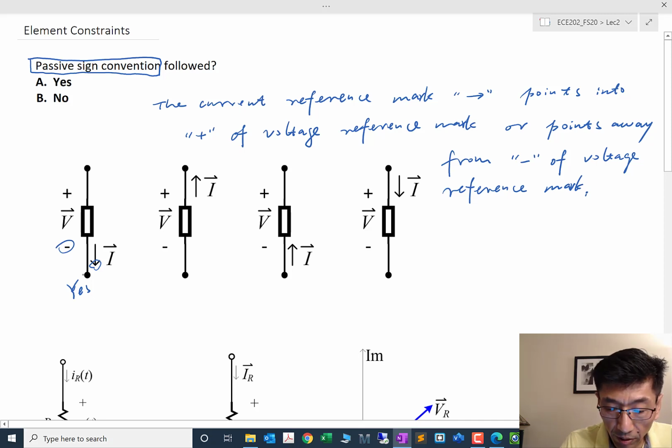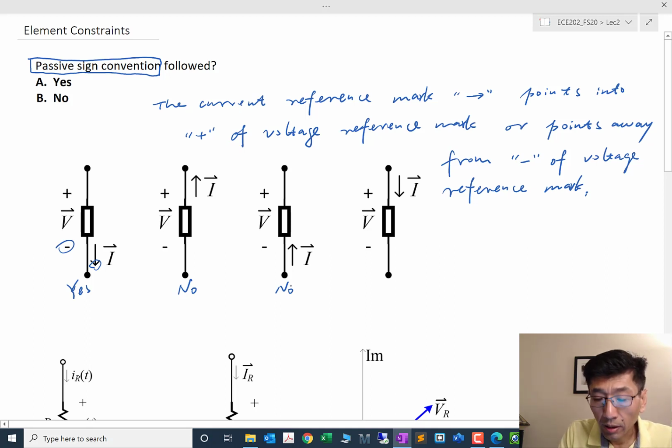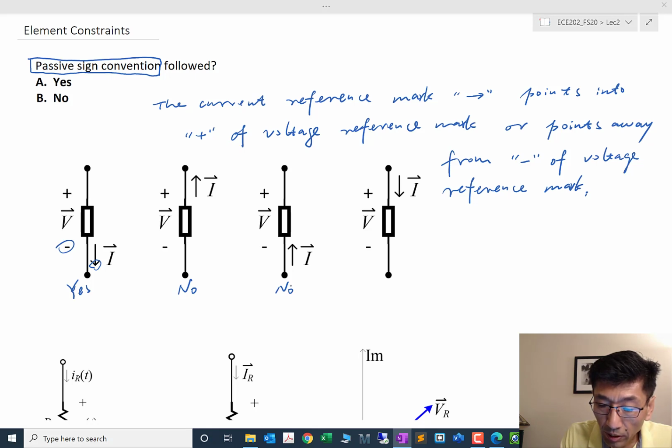Let's see the second one here. This arrow actually points away from the plus sign. This is not following the passive sign convention, right? In the third one here, the arrow points into the negative sign. This is not following the passive sign convention either. The last one, we have the arrow pointing into the plus sign, right? This is the yes. So I hope everybody is clear about this passive sign convention.